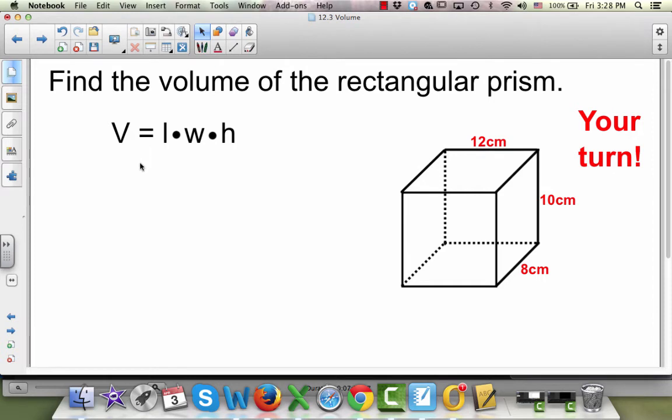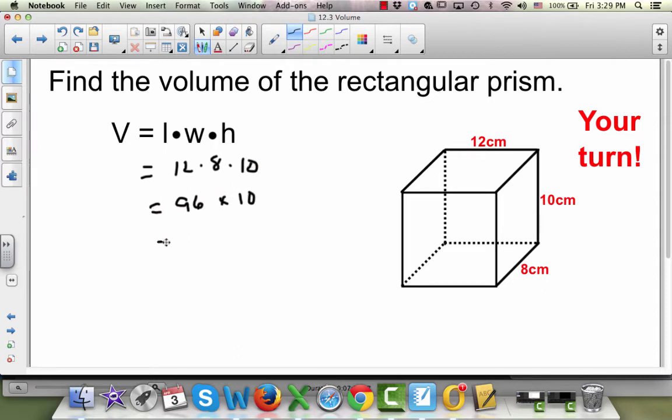Okay, here we go. That means it's going to be equals, the base of this one is going to be 12 times 8. It's a little tricky there. 12 times 8, and the height is 10. So that gives us 96 times 10, which gives us 960 centimeters cubed. Very good. I'm sure that you got that one.